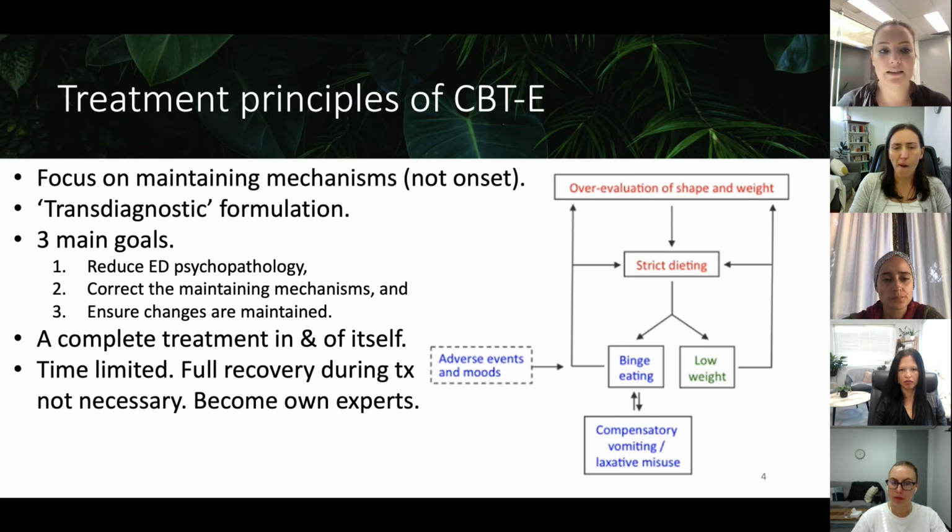So as we know, it's time limited, so it's not expected or necessary that the patient achieves full recovery in the duration of treatment, but rather they're given the skills they need to keep being their own experts and continuing along their pathway towards recovery even after treatment has wrapped up.